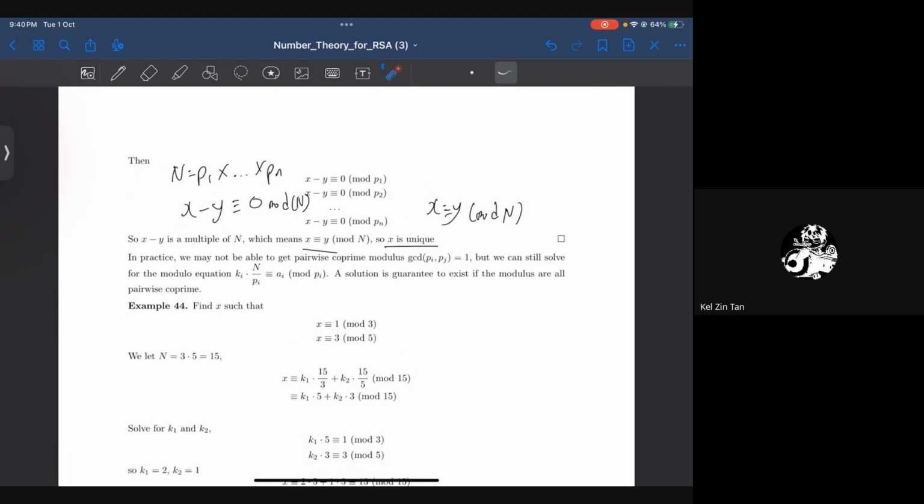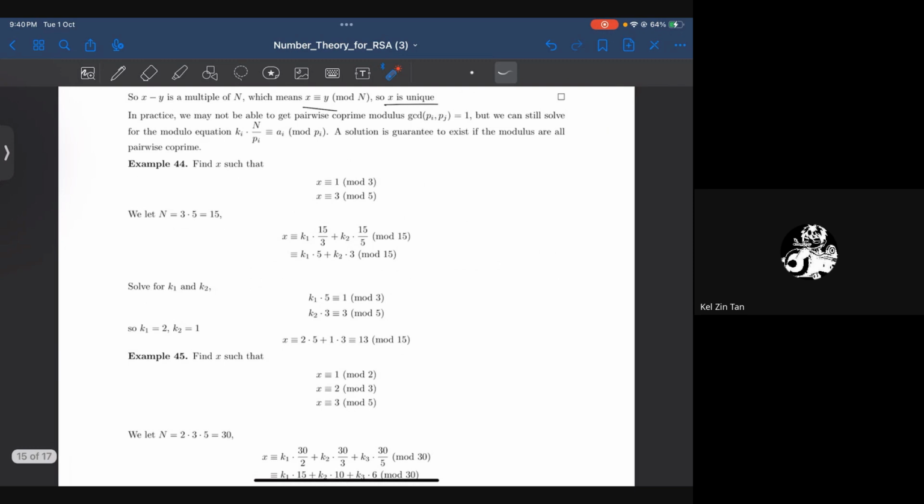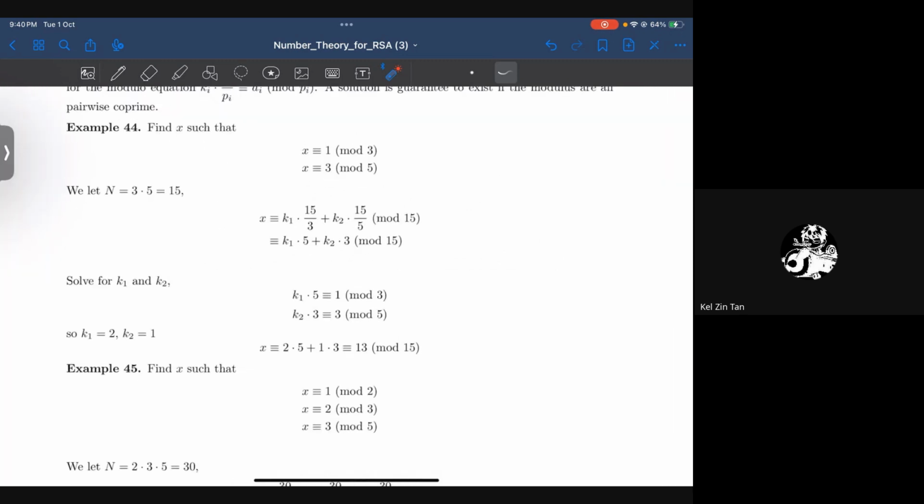Okay, now I'll move on to the example. This is just practice: try and work out the x. Suppose that x is congruent to 1 modulo 3 and x is congruent to 3 modulo 5. We let n be 3 times 5, which is equal to 15.